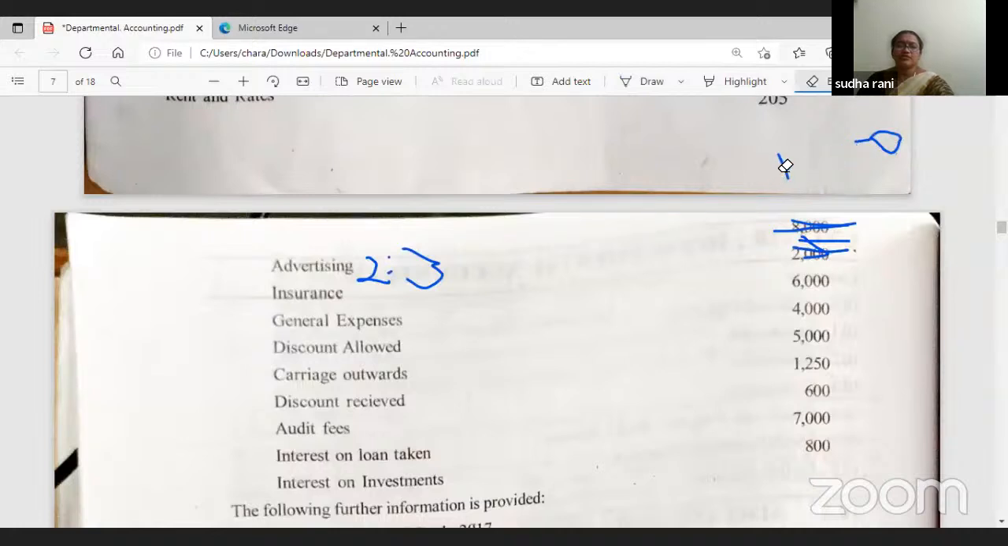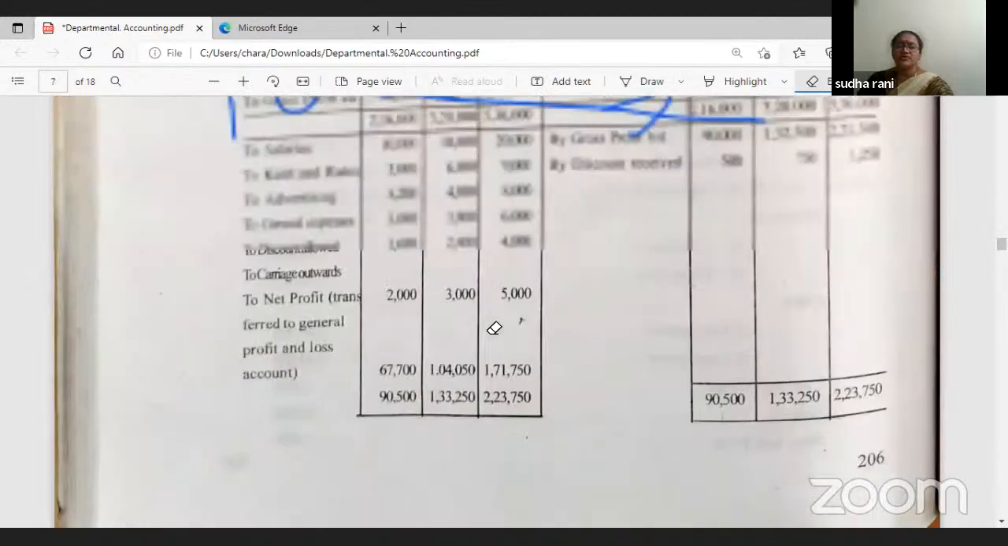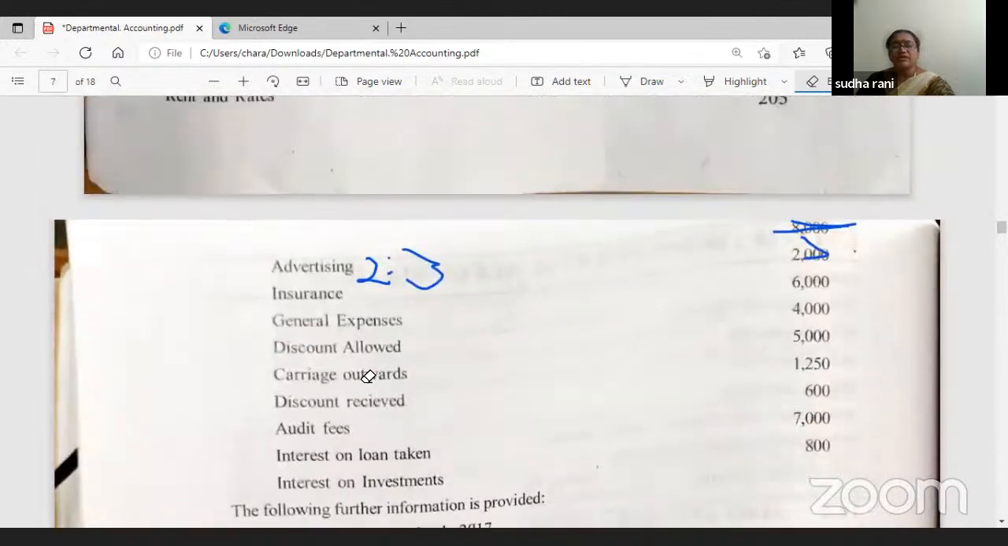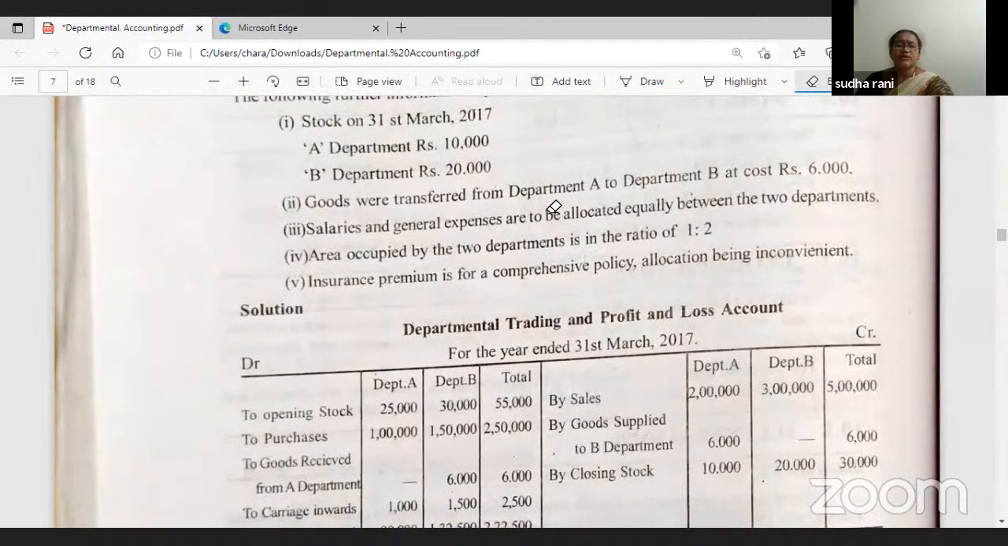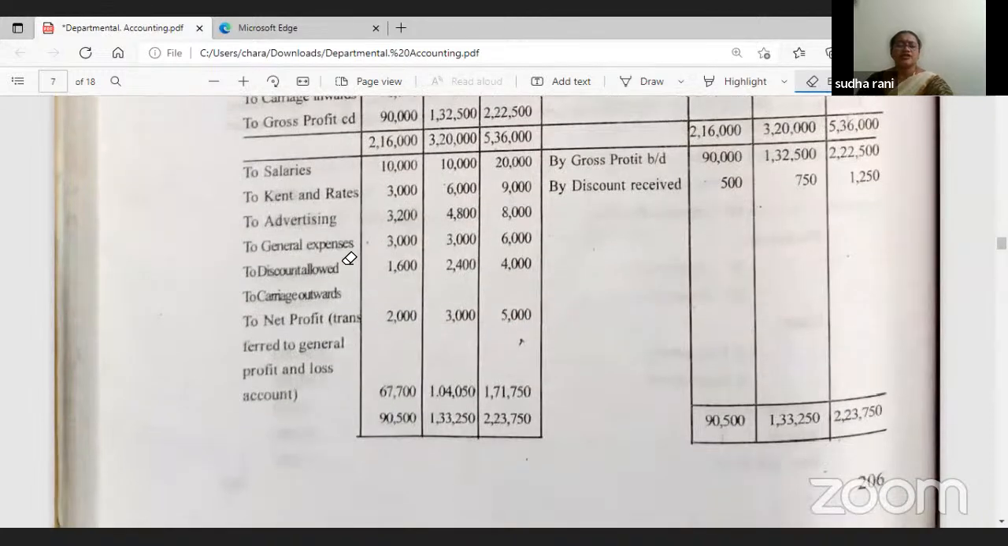The next item is insurance. What did he say? Insurance cannot be distributed. So whatever items cannot be distributed will be shown directly in the general profit and loss account. Next, general expenses. What did he say? To distribute equally. So whatever the amount of general expenses, distribute equally between both departments, 3,000, 3,000.